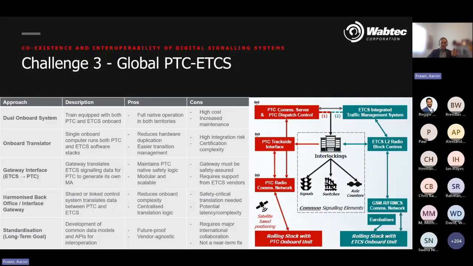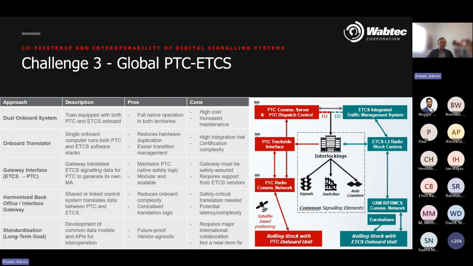Thirdly, as we've seen in Amtrak, is potentially to dual equip the wayside or the office. So this means installing two different types of wayside interface units or signaling equipment, one for each PTC system on the same section of track or at the same interlocking. This approach allows multiple PTC equipped trains from different railroads to operate safely on the same infrastructure, but it increases installation and maintenance complexity, as well as the need for careful coordination between the systems.